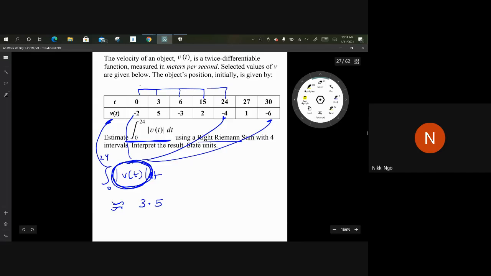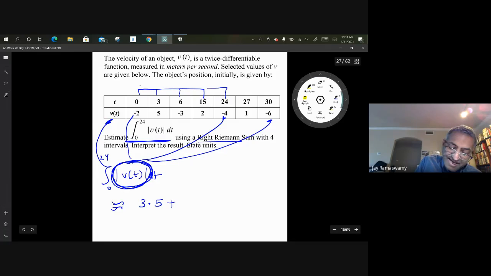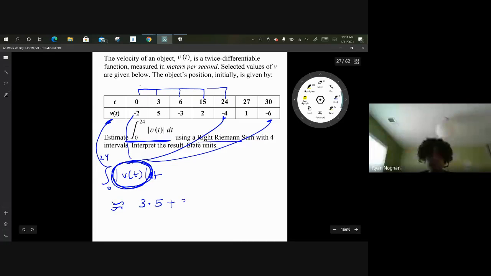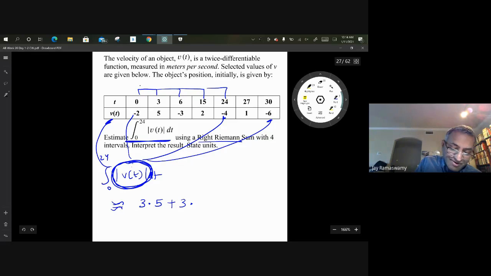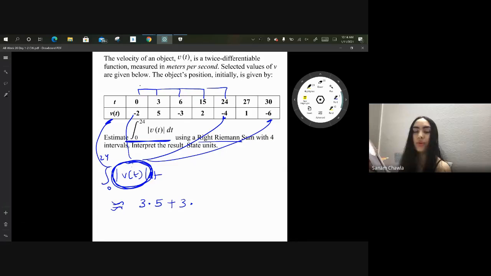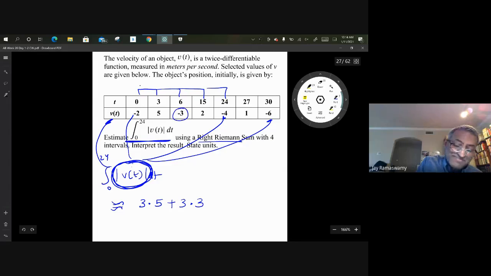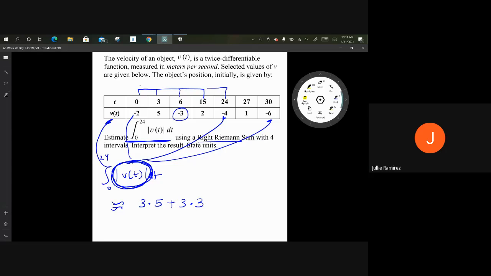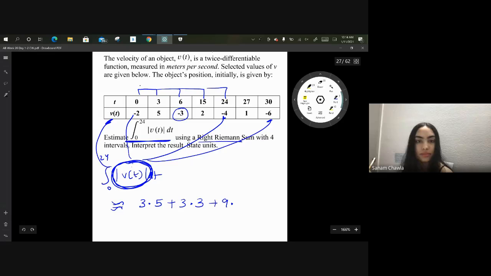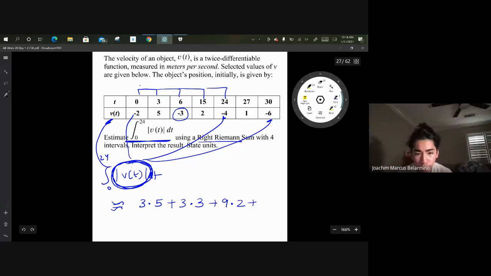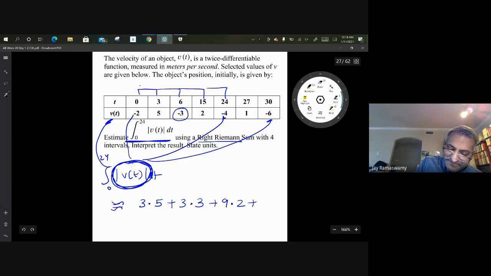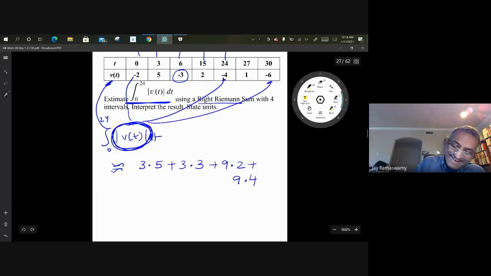Okay, smart kids, careful. What's your second base going to be? 3. Careful. What's your height? Positive 3. The velocities are turning positive. What's your third base going to be? 3. Height, times 2. And finally, 3 times 4. Very smart, because all velocities are turning positive. Careful, this is tricky.